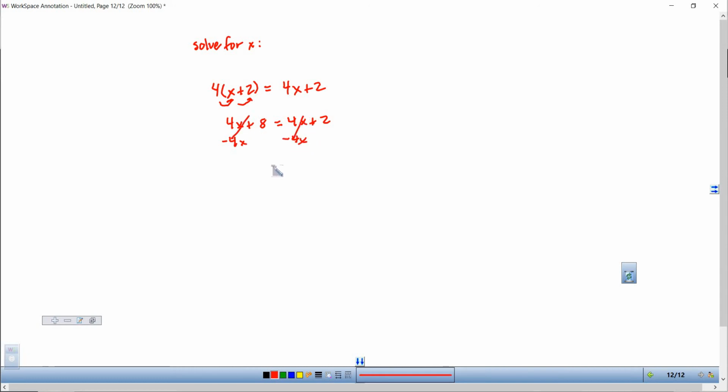And what do I get? I get 8 equals 2. What does that mean? 8 equals 2. Does that mean x equals 8? Does that mean x equals 2?